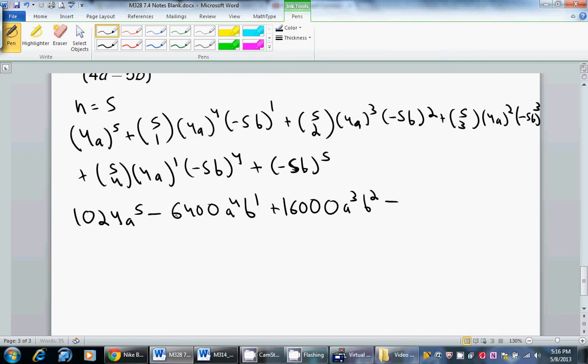The next term is going to be a negative binomial coefficient of 5 and 3 times 4 squared, which is 16, times negative 5 cubed, and this is our biggest one, 20,000 a squared times b to the third, plus the next term, 12,500 a to the first, b to the fourth, minus 5 to the fifth, 3,125 b to the fifth.